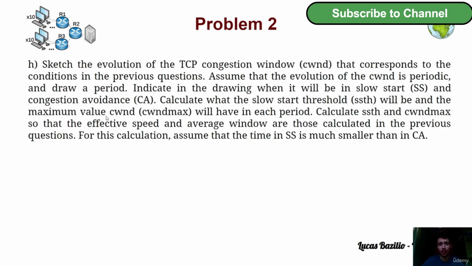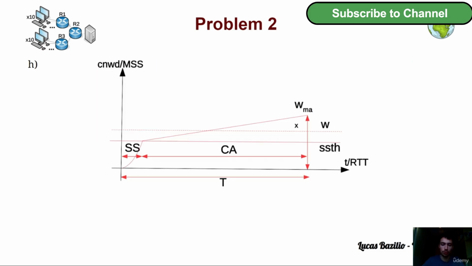Remember that in this problem, we use the congestion avoidance and slow start algorithm. Also, calculate what the slow start threshold is going to be and the maximum value that the congestion window is going to get. Essentially, this is the congestion window max value we'll have in each period. Calculate the slow start threshold and the congestion window maximum so that the effective speed and average window are those that we calculated in the previous questions. For this calculation, assume that the time in slow start is much smaller than the time in the congestion avoidance phase. So let's sketch this period.